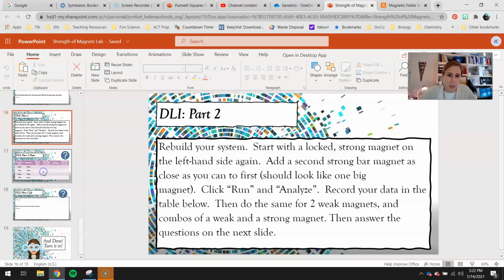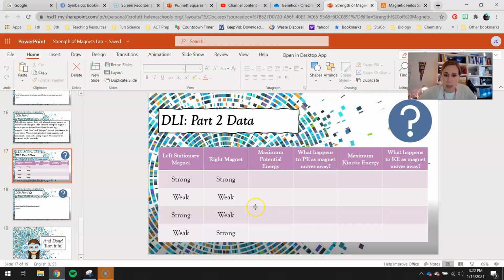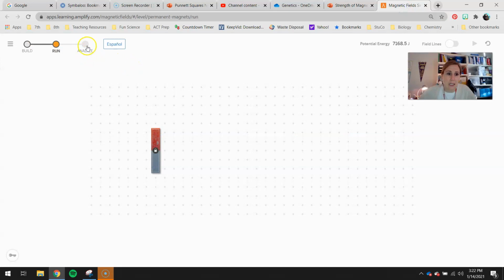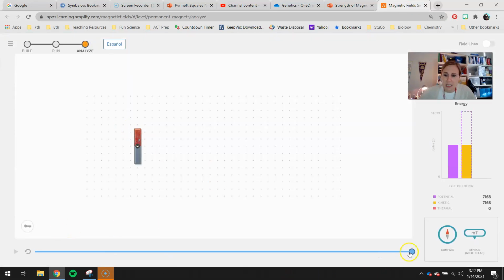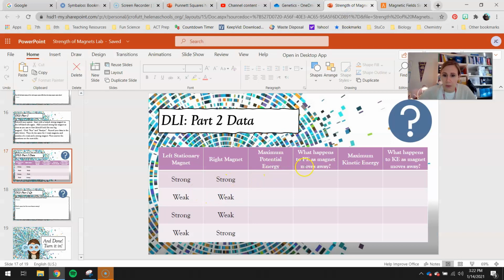So you guys will look at this data table. What's the maximum potential energy? So if we were to analyze our experiment and drag it back to the beginning where the two were held together, that should be your maximum. So it looks like 14,339 joules. Okay, versus what happens to the potential energy as the magnet moves away. So does it go up, does it go down, or does it stay the same?